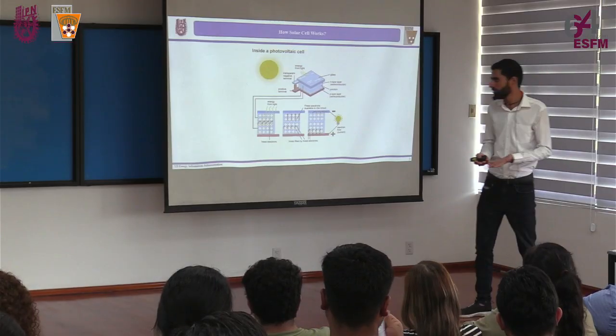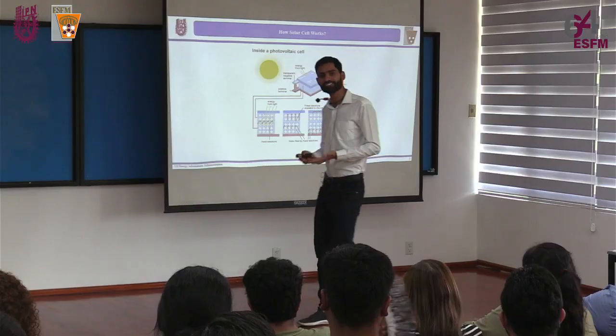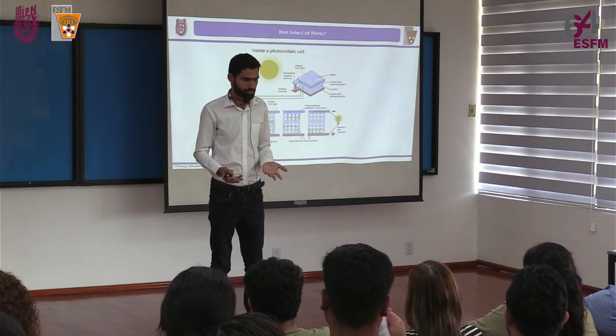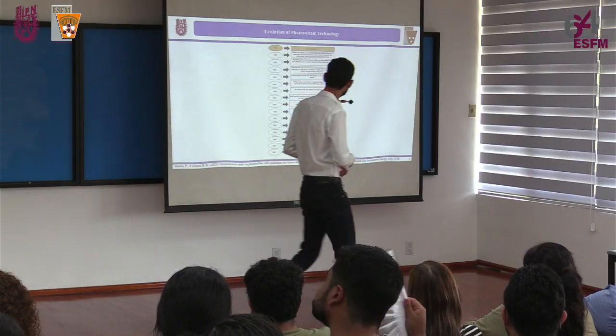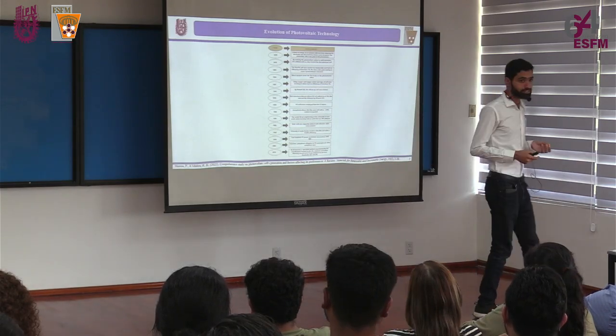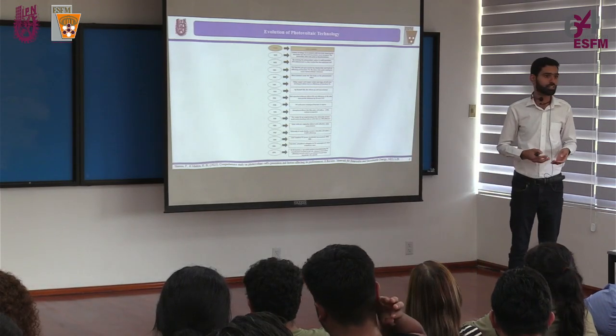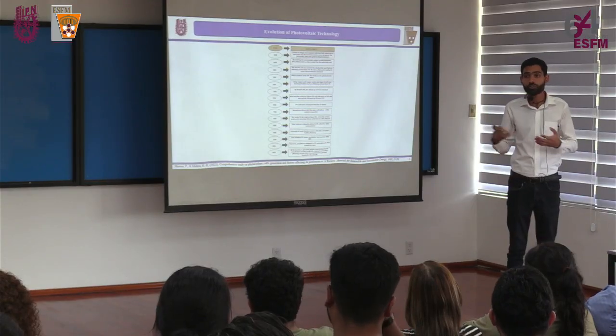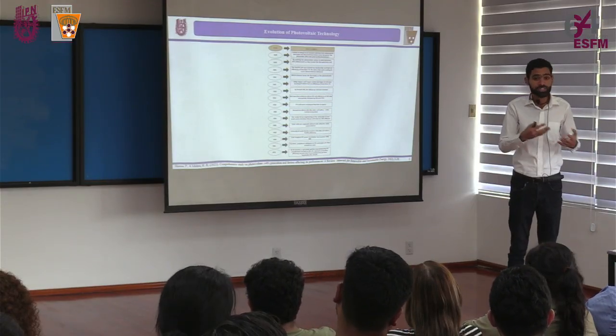So that is how we produce electricity through solar radiation. This is a very simple way to explain. This is the first part of my presentation, where we need to go through the evolution and the historical background.